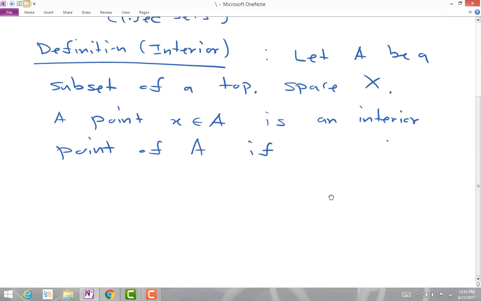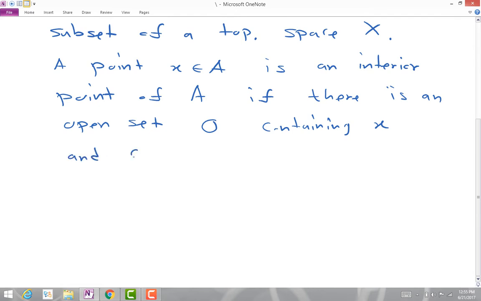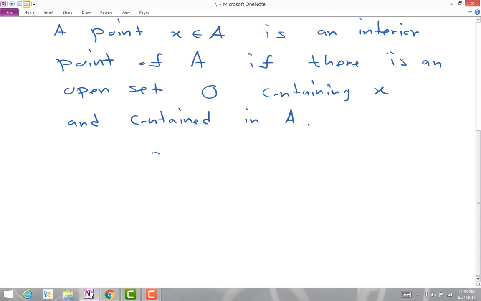if there is an open set O containing X and contained in A. So if you want to write this, that means X is called an interior point if you can find an open set O such that X belongs to O, where O is a subset of A.